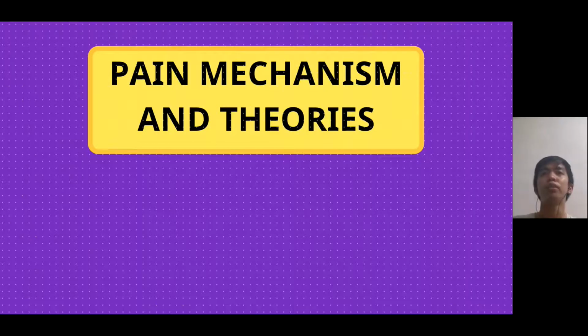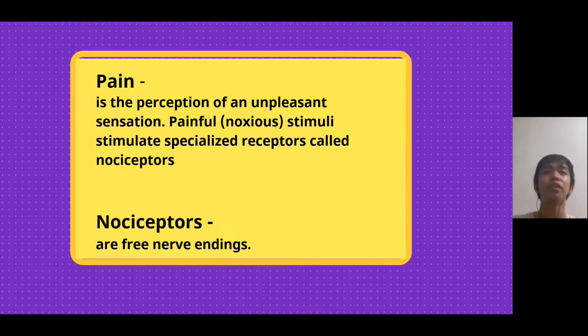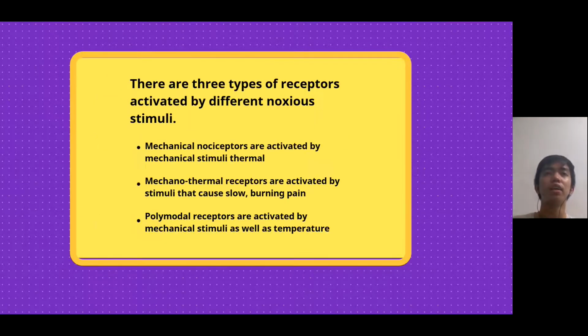I'm going to report about pain mechanism and theories. Pain is a perception of an unpleasant sensation. Painful stimuli stimulate specialized receptors called nociceptors. Nociceptors are free nerve endings. There are three types of receptors activated by different noxious stimuli.